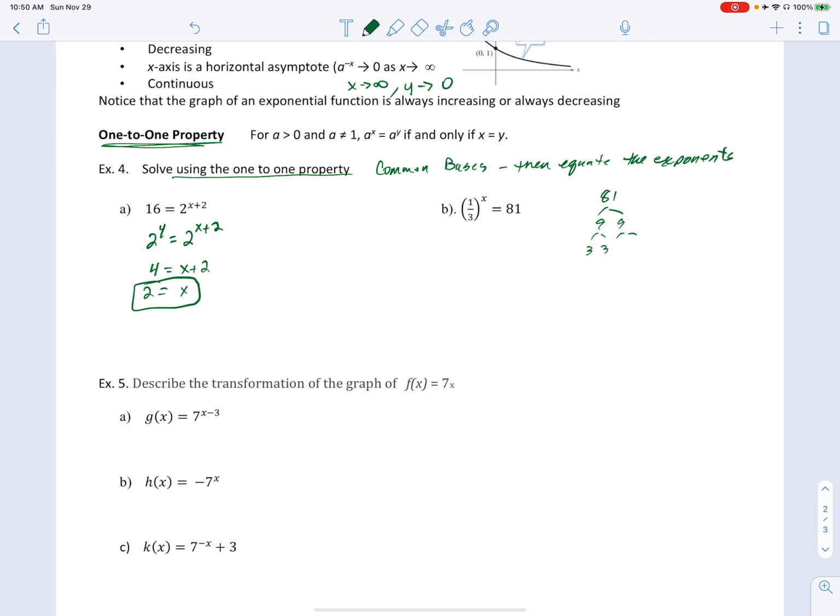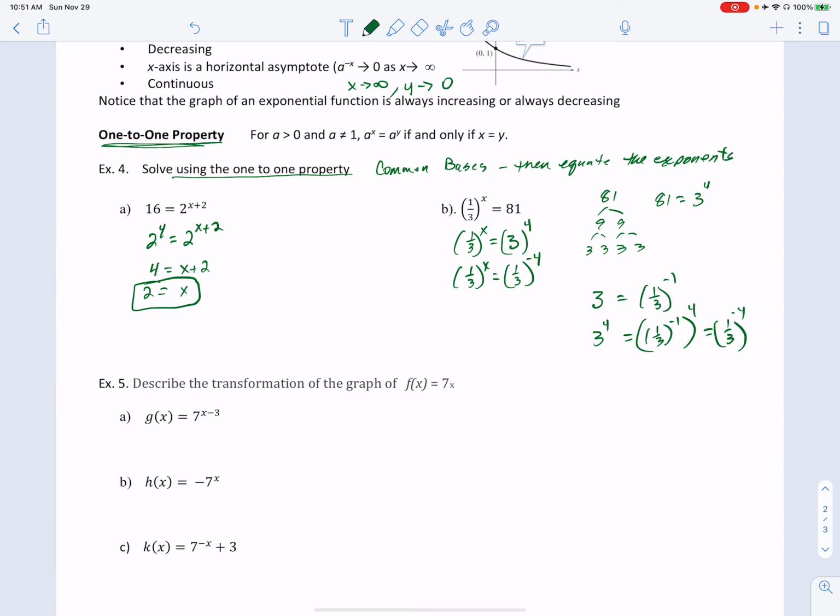And then if I flip this fraction, I can write it as 1/3 to the negative 4th. So 3 can be written as 1/3 to the negative 1. So 3 to the 4th would be 1/3 to the negative 1 to the 4th, which with powers of powers you multiply, you get 1/3 to the negative 4.